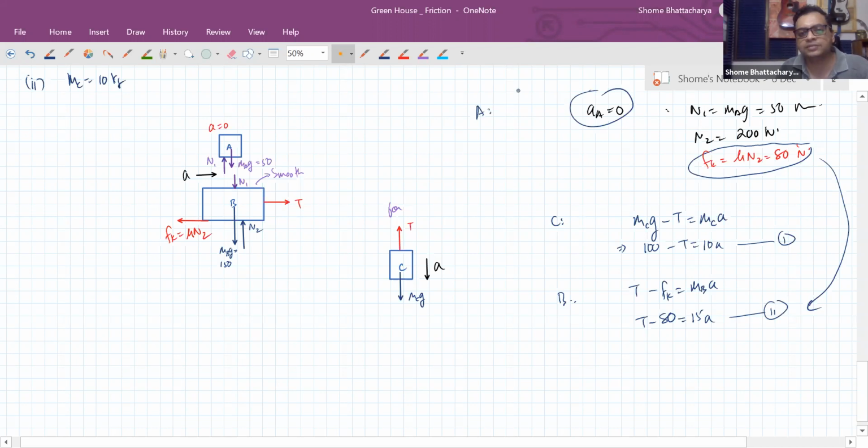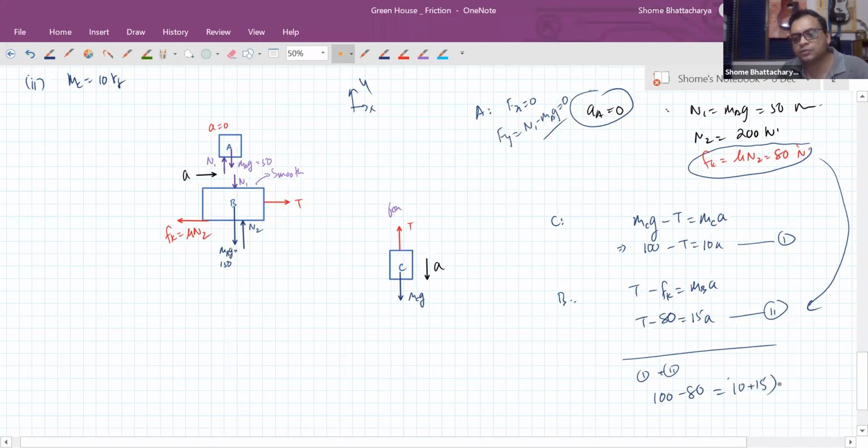We can see for A what is happening. There is no horizontal force. Fx is 0. And along the y-axis, the forces are balanced. So N1 minus weight, that's also 0. So now all we have to do is add the two equations. Once you understand how much and where the friction is acting, rest of the solving is just like your normal Newton's laws problem. So here you will get the acceleration as 0.8 meters per second square.